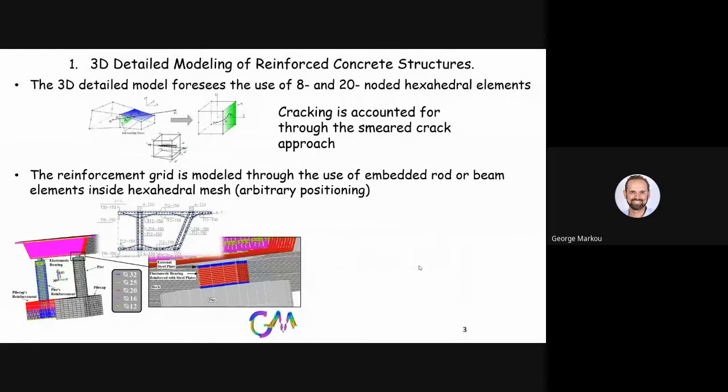All the numerical analysis is performed through the use of Reconfair, which is a research software that I developed during my PhD and continue to develop, adding new material models and elements for the needs, of course, of the research that we perform at my university. You can see the link there. And if you want to find more, just communicate with me and I will happily provide you with more information.